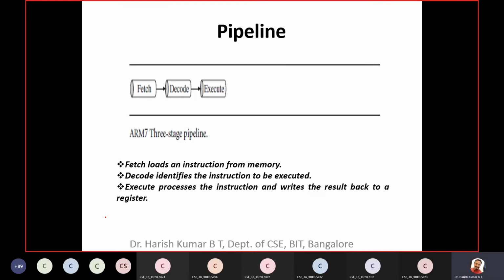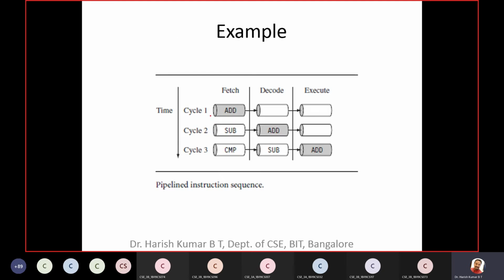Now, pipelining. I don't have to spend much time on this because in my earlier classes I've explained the pipelining concepts clearly. ARM7, as you know already, is a 3-stage pipeline processor. So it has a fetch unit, decode unit, and execution unit. What fetch, decode, and execute do, you know.